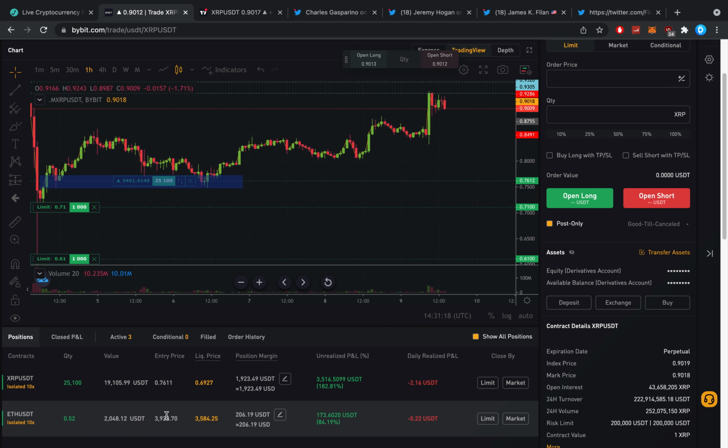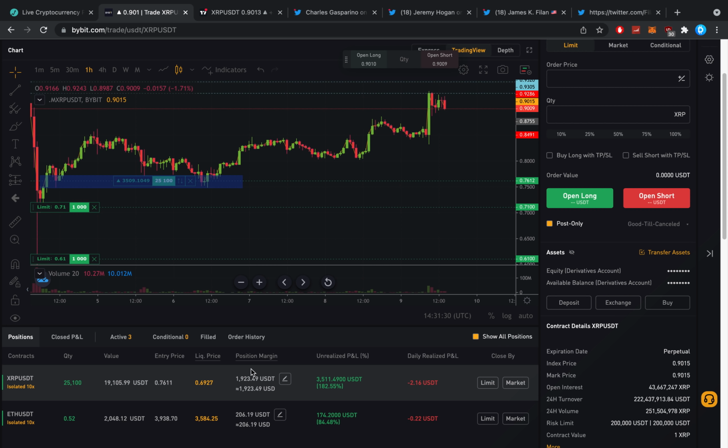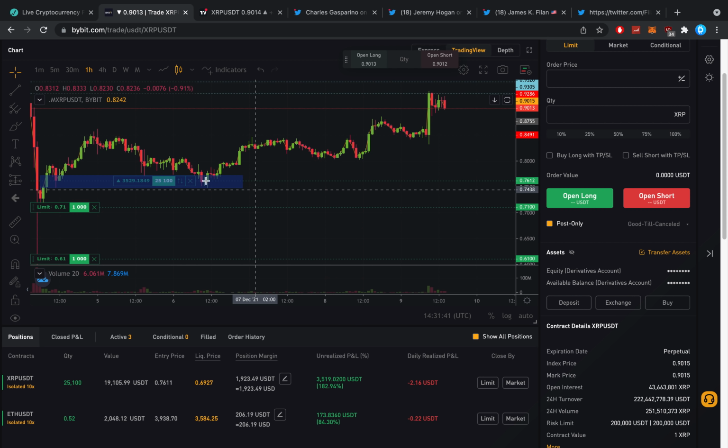You might look at this other Ethereum trade at the bottom and think, what is going on? Only a little bit of profit. Remember, we only put in $200 and we got back 170. So we basically doubled our money on this trade too. With the XRP, we used $2,000 to trade with about 25,000 XRP, which right now is in $3,500 worth of profit within the last week or so. I'm not even sure when we opened this trade, a couple of days ago.